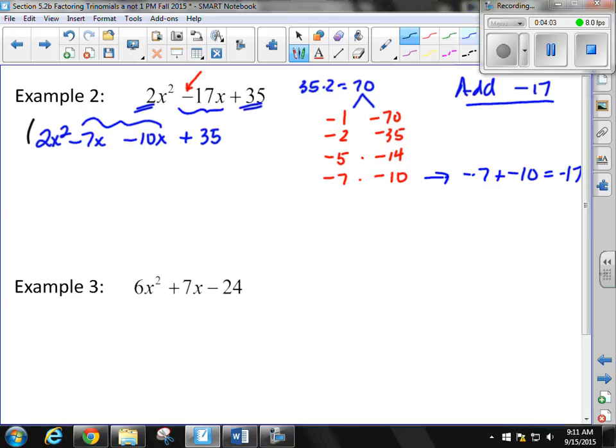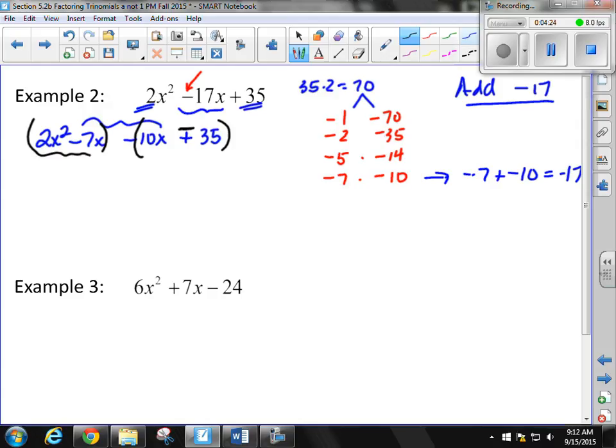So I group the first two together. And then when I group the second two together, notice I have this negative sign out here. If I put my parentheses here, I have to change both signs. Okay? The 10x becomes positive and the 35 becomes negative. And then I'm going to factor each group.